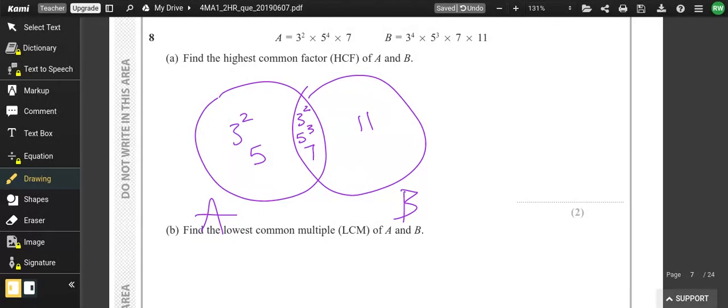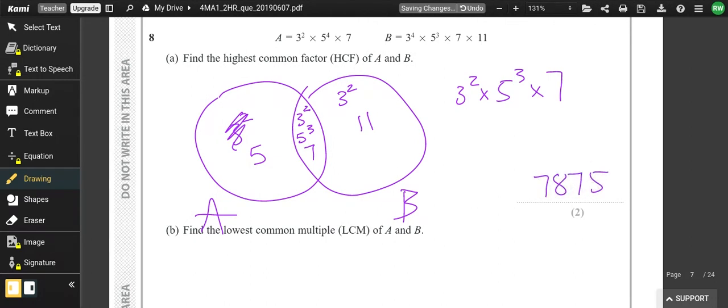Let me just double check that. Sorry, that's not right. This has the 3 squared. Yeah, so 3 squared, 5 to the 4, 7, that's A. And then 3 to the 4, 5 cubed, 7, and 11, that's B. So the HCF is everything in the middle multiplied together. 3 squared times 5 cubed times 7. So 9 times 125 times 7, 7875.